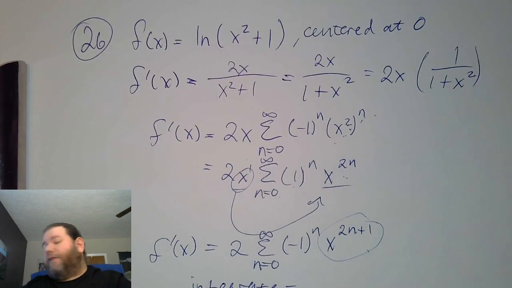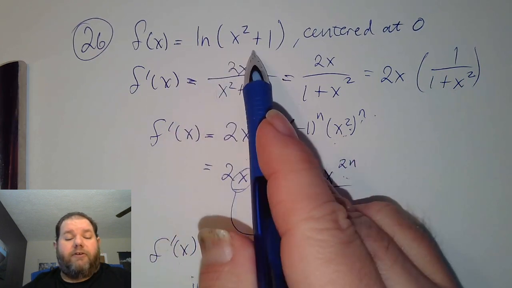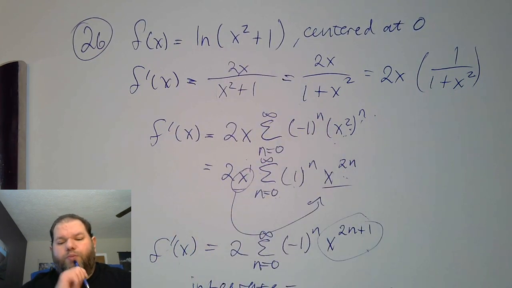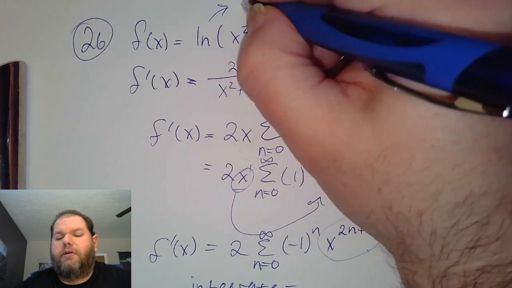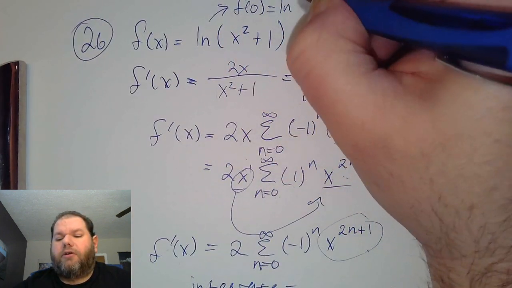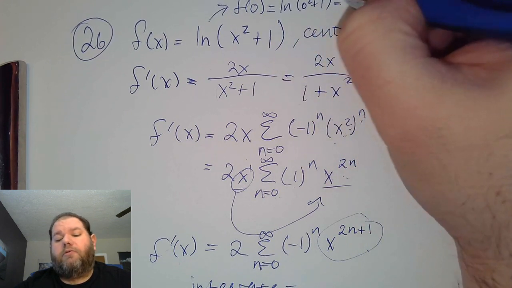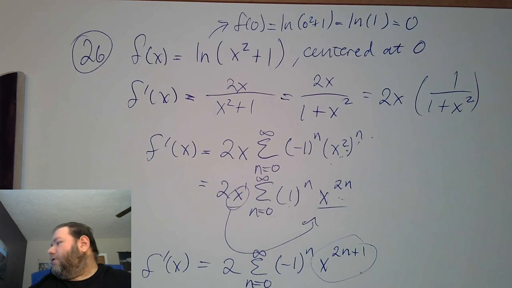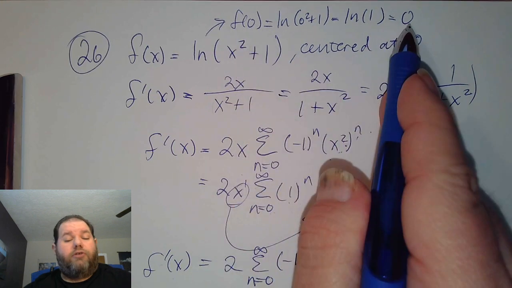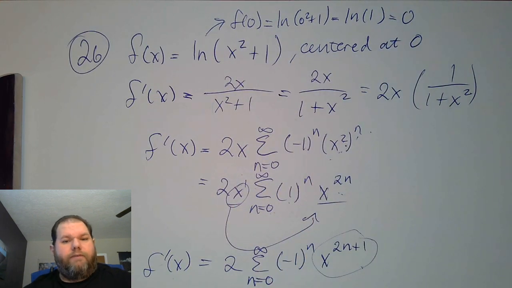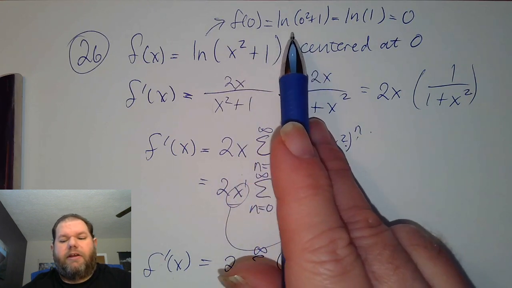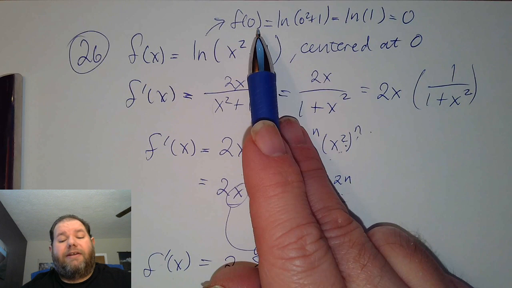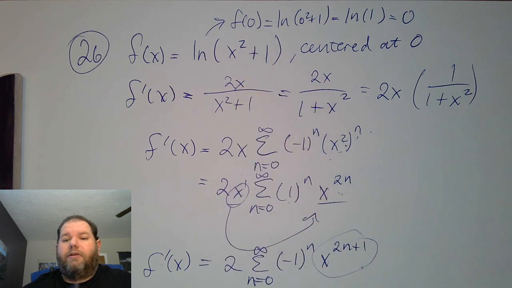If we go back to the original function, our original function is natural log of x squared plus 1. Well, what is f of 0 then? Well, f of 0 is natural log of 0 squared plus 1, which is natural log of 1, which is 0. So essentially, we have the condition that f of 0 should equal 0. That should allow us to solve for c. And theoretically, I could pick any number there. I picked 0 because it works out relatively nicely, and 0 specifically is very easy to work with in power series. You'll see why in a second.